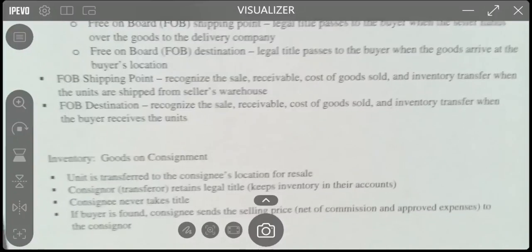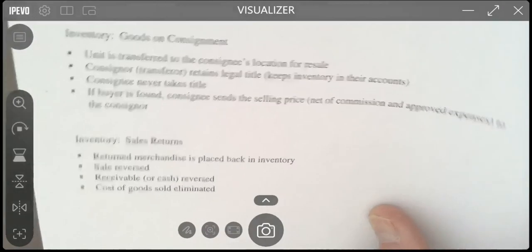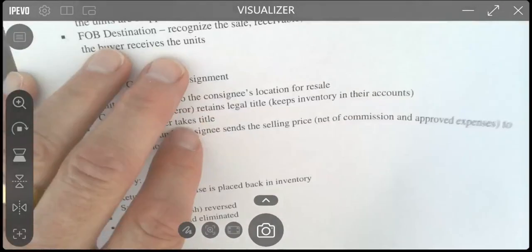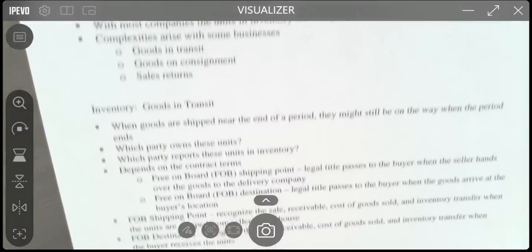And then sales returns. Again, we saw this a little bit. Returned merchandise is placed back in inventory. The sale is reversed. The receivable or cash is reversed. And in the case of cash, given back to the customer. And the cost of goods sold is eliminated. Okay, so those are three issues that arise with physical units in inventory.